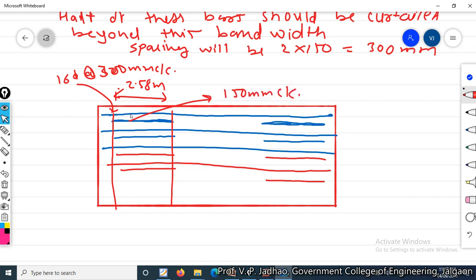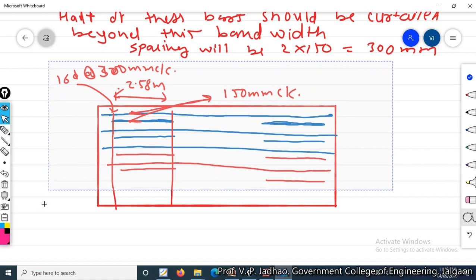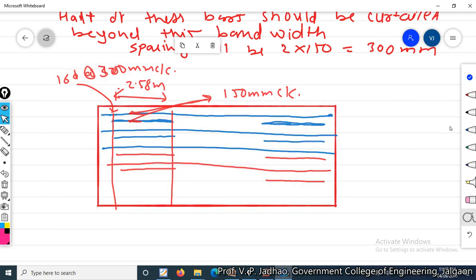Okay, that is this plus this, both including the uncurtailed and curtailed bars, these will be at a distance of 150 mm center to center. So this is how we will be providing the bottom reinforcement. Okay, I'll delete this. It may create some confusion.